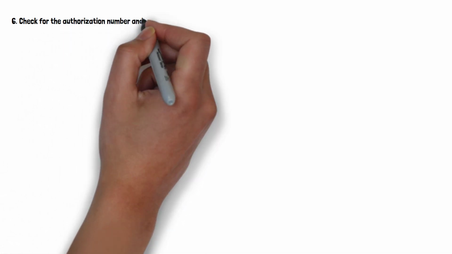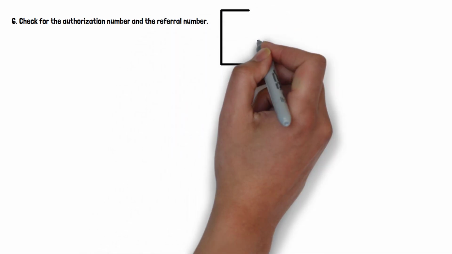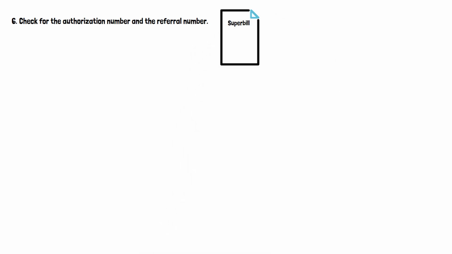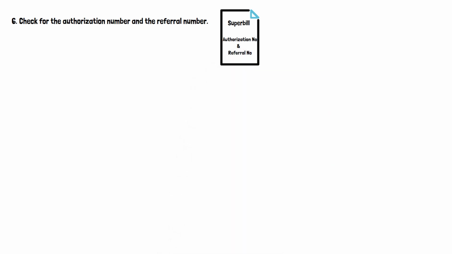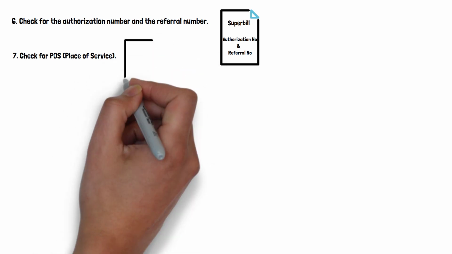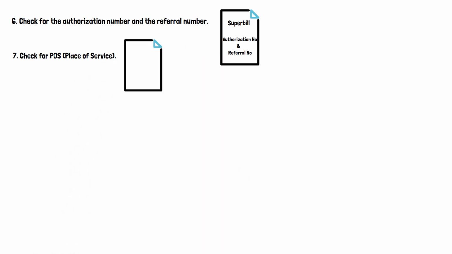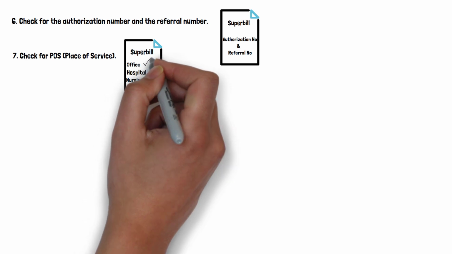Now the sixth step is to check for the authorization number and the referral number. This applies to specialist claims because there are some procedures which may require authorization, and also some insurance plans will require a referral from the PCP. Now the next step is to check the place of service. Place of service gives an indication to the insurance company as to where services were rendered to the patient. Was it in the office, or was the patient seen in a hospital, or in a nursing facility?